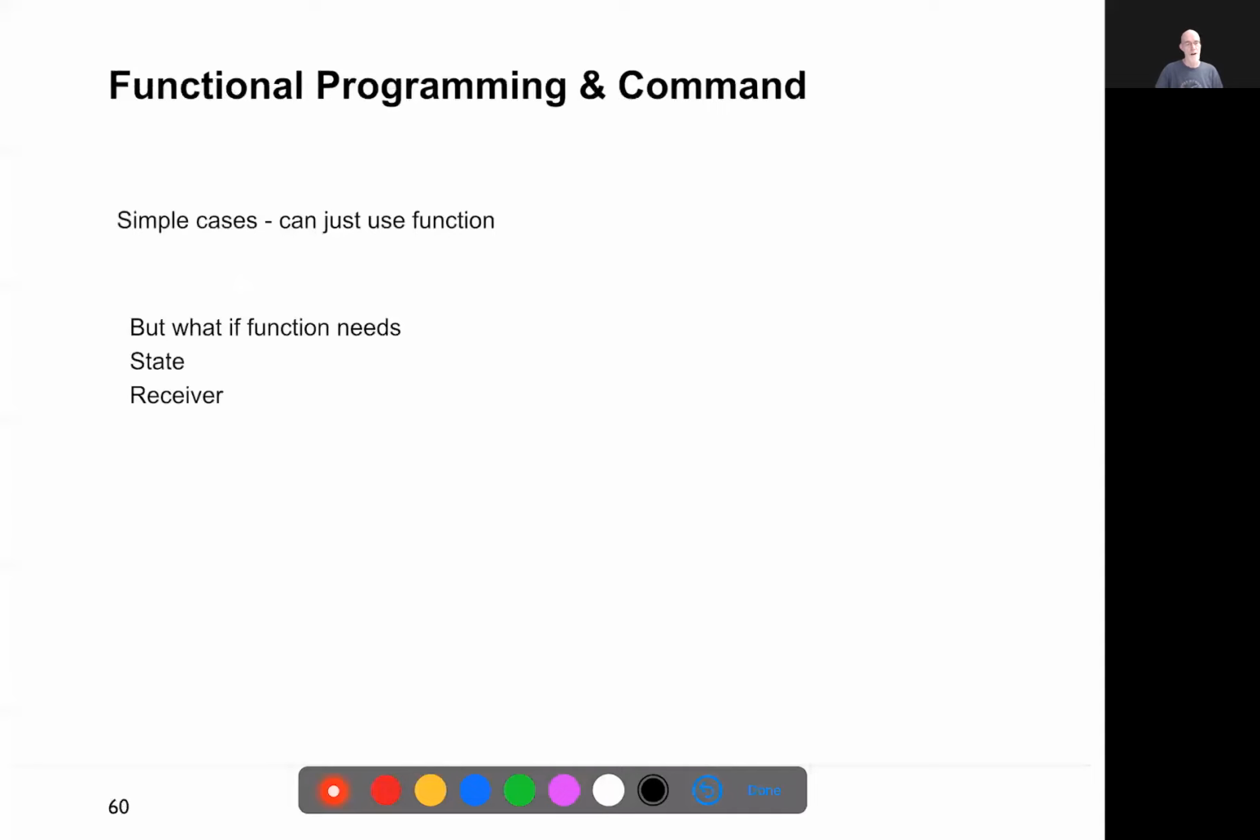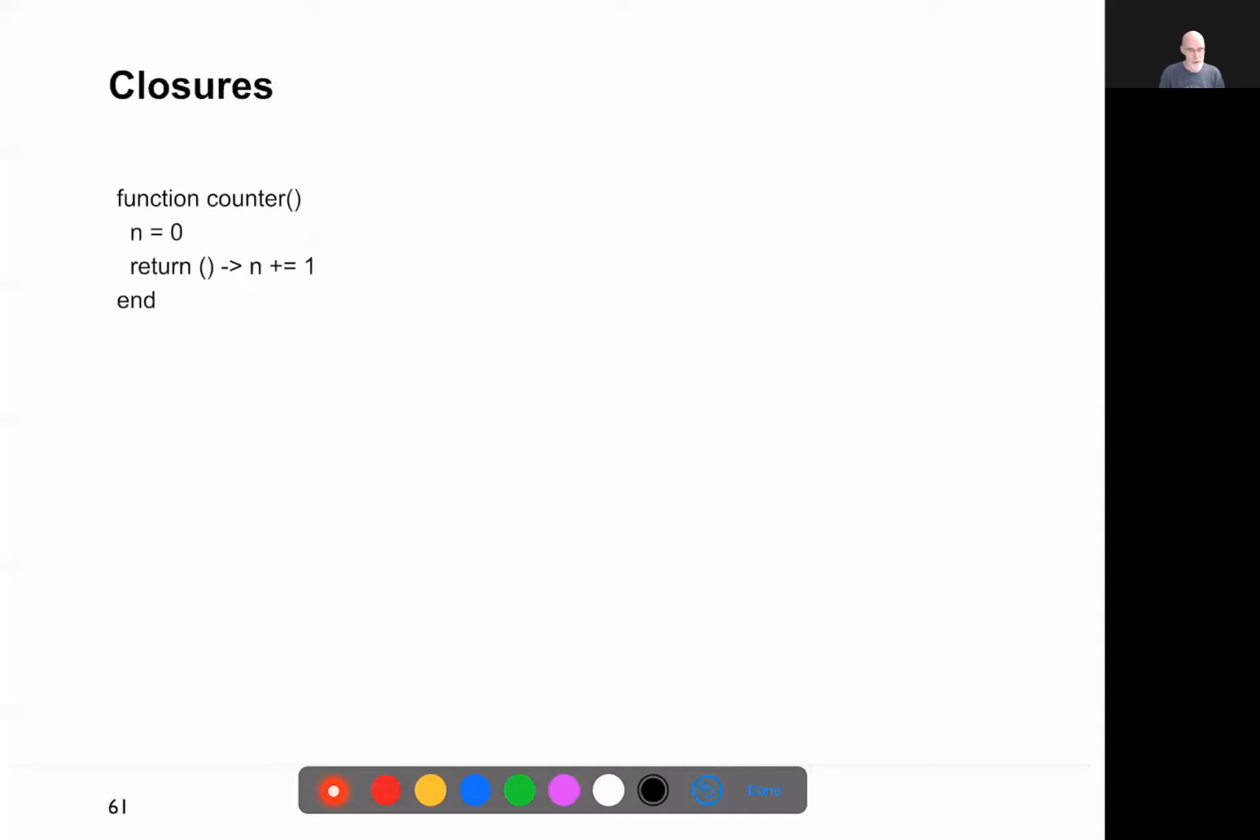But the function needs a receiver and state. What do we do? Well, again, depending upon your language, some closures will also do that. Here's a simple closure where I've got a local variable and I'm returning a lambda, which increases the value of n by 1.